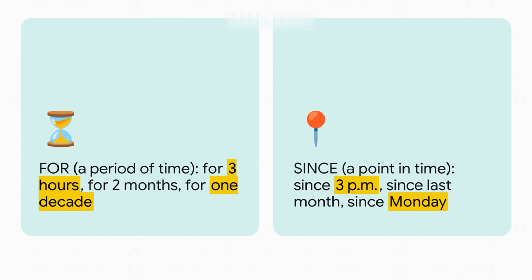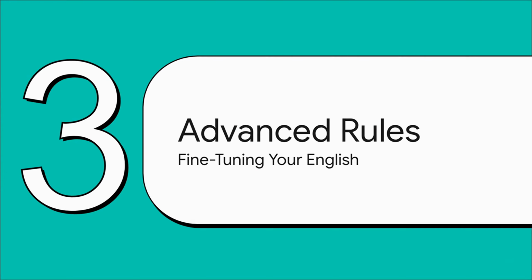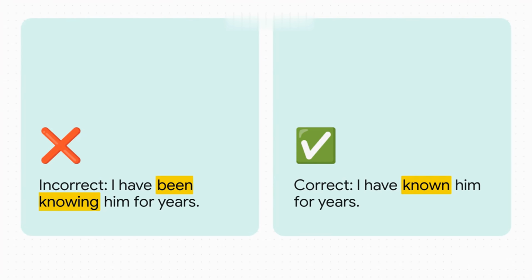Okay, you've totally got the basics down now, so I think we're ready to level up a bit. Let's look at a couple of more advanced rules that'll really help you fine-tune your English and dodge some common mistakes. This is a big one, so listen up. We generally don't use this continuous tense with something called state verbs. These are words that describe a state of being, not an active, well, action. Think of words like know, like, belong, or understand. So, for example, you would never say, I have been knowing him. No way. You'd switch to the present perfect simple and just say, I have known him.